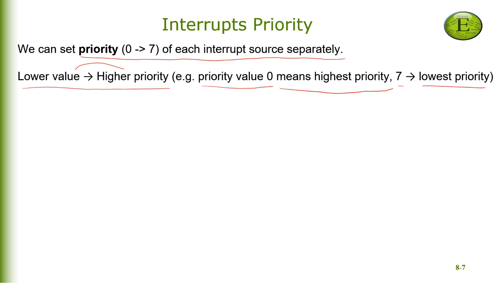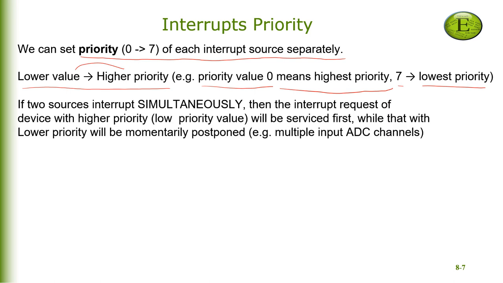But what is the significance of the interrupt priority? The significance lies in the situation where multiple sources interrupt the microprocessor simultaneously. The source which has the higher priority, meaning the lower priority value, will be serviced first, and the one with the lower priority will be momentarily suspended but will be executed once the interrupt with the higher priority has been serviced by its corresponding interrupt service routine.